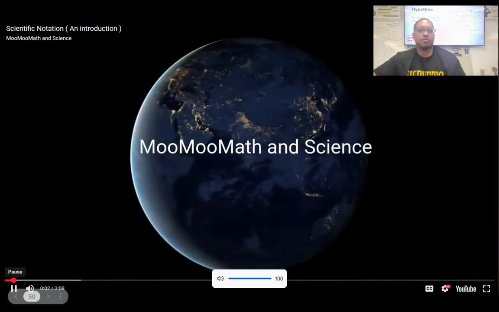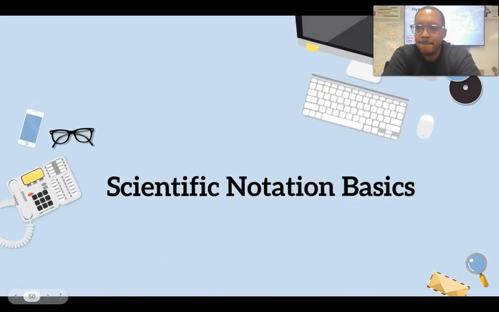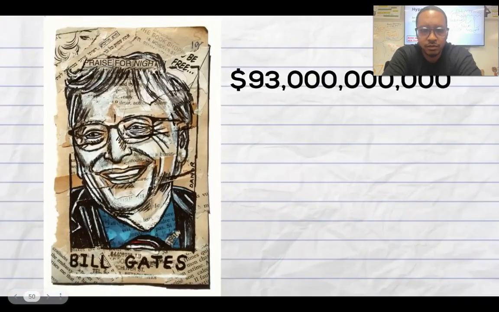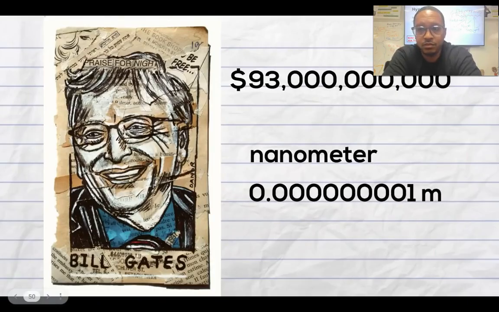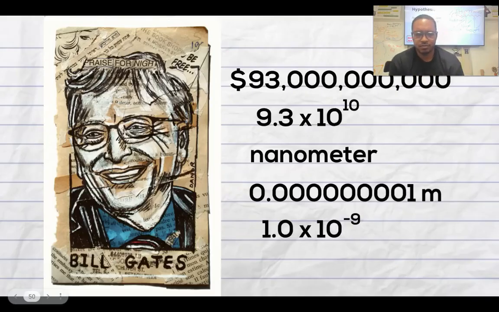Welcome to Math and Science. In this video, I'd like to talk about scientific notation, an easy way to write big numbers. Bill Gates has a net worth of $93 billion. This is a large number to write. A nanometer is 1/1000th of a meter, and it is written like this. Both of these numbers can be rewritten using scientific notation. Bill Gates' net worth can be rewritten as 9.3 times 10 to the 10th. A nanometer can be written as 1.0 times 10 to the negative 9.